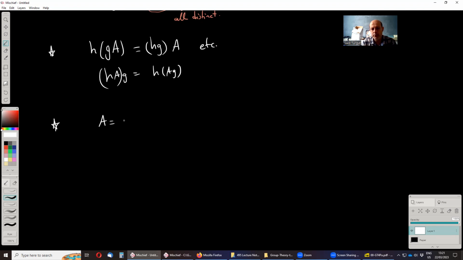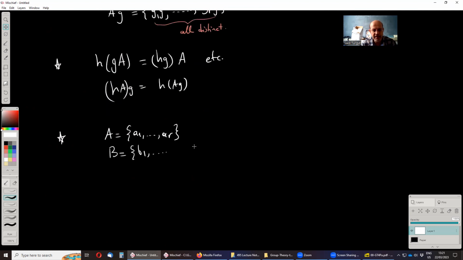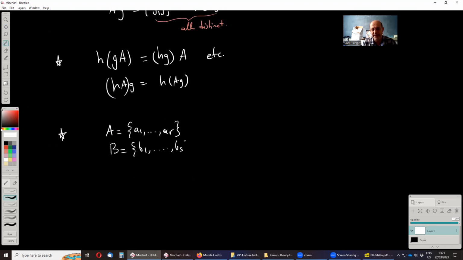So let's say that A is equal to {A1, ..., AR}. This has R elements. And B is a set where, I'm going to use B1 to BS, for example. These are also distinct. So by AB, I mean all the elements that you are going to obtain by multiplying each of the elements of A by each element of B. So as a result, it's like A2B1, and so on. At the end, we have ARBS.